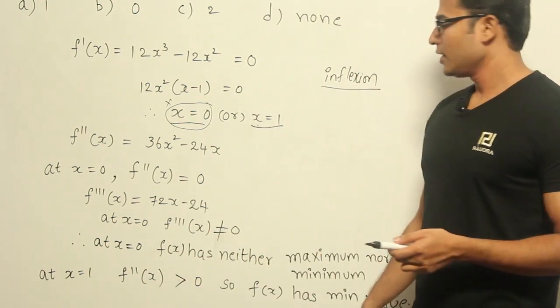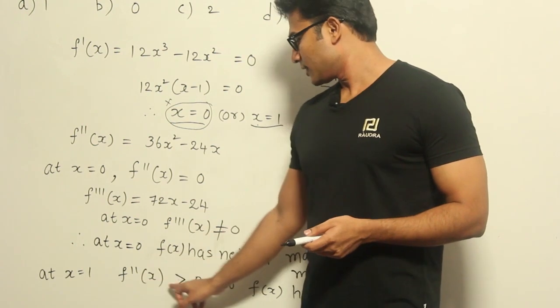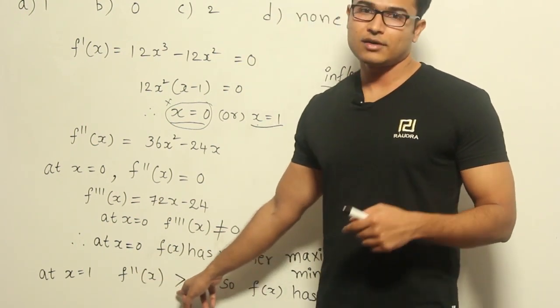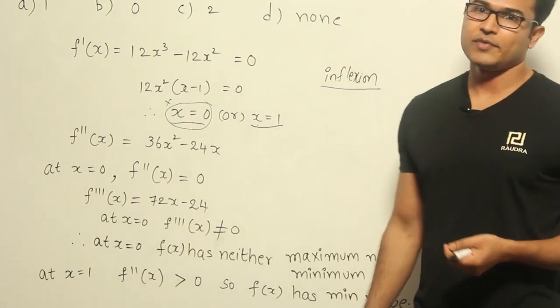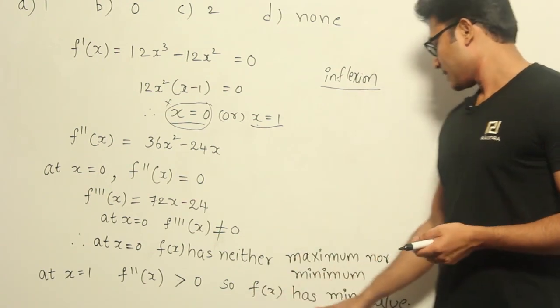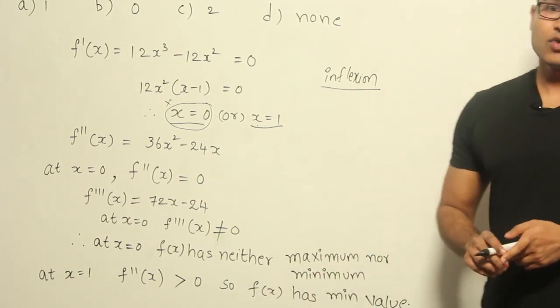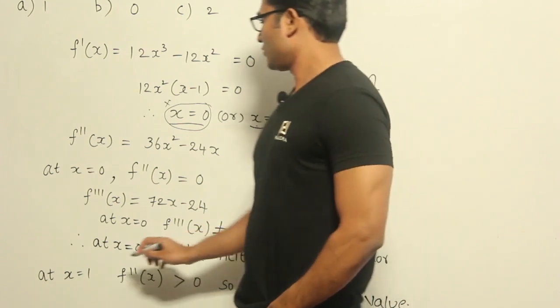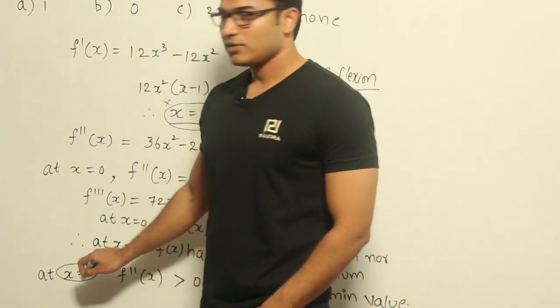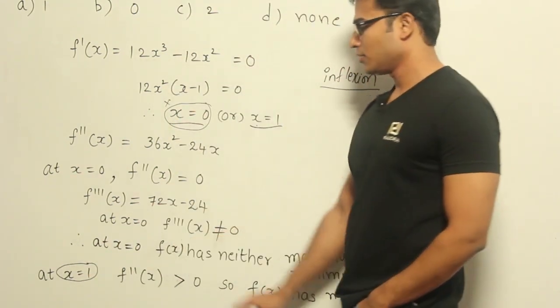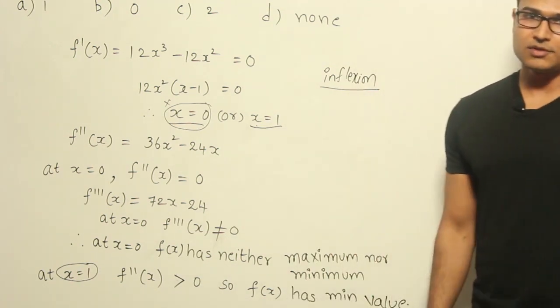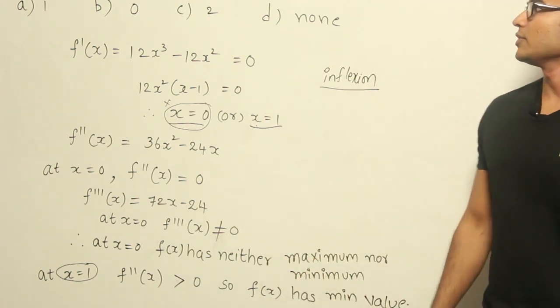So what does it mean? Whenever the second derivative of f(x) is greater than 0, it means that at that point the function has a minimum value, right? At what point? At x equal to 1. Got it? So at x equal to 1, the second derivative is greater than 0, which means it has a minimum value at x equal to 1, right?